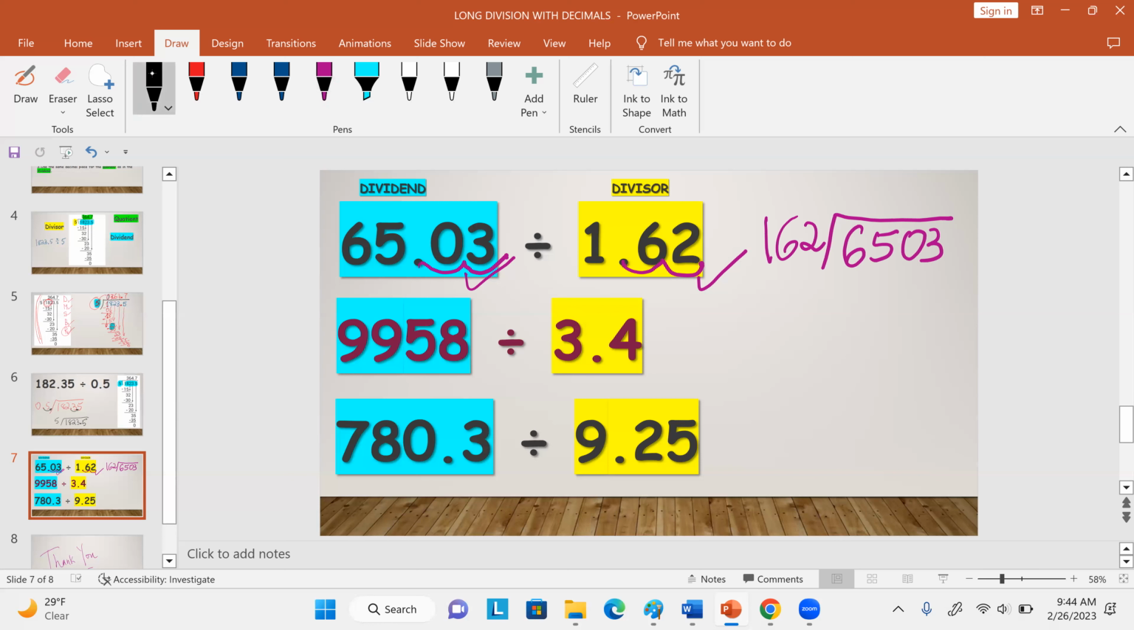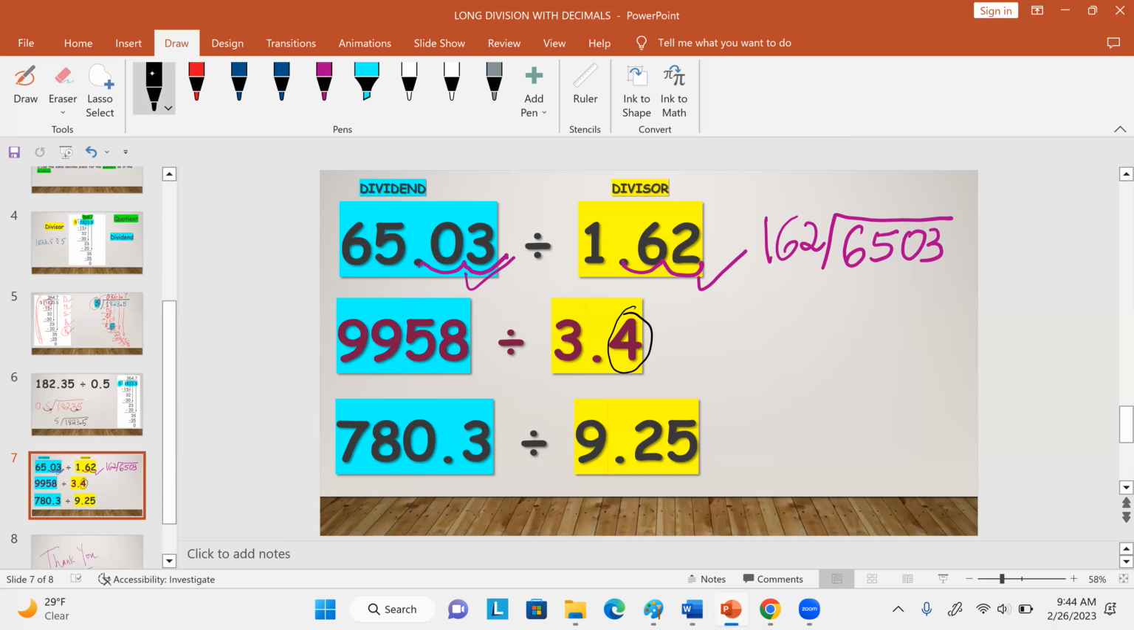Okay, let's see the next example. Here we have only 1 digit after the decimal for the divisor. Again, only the divisor, you check if there is a decimal in the divisor. We don't care if the dividend has a decimal. What is very important is to check if the divisor has a decimal. If yes, okay, you use this strategy to remove the decimal. Otherwise, okay, you just do your long division.